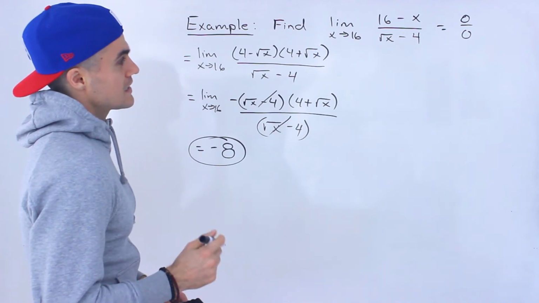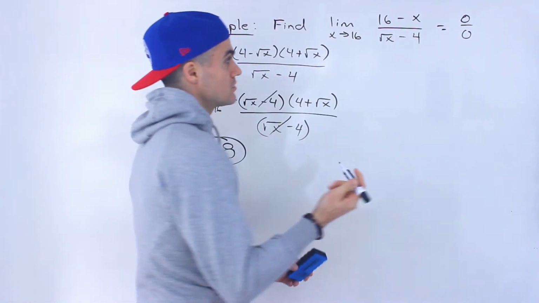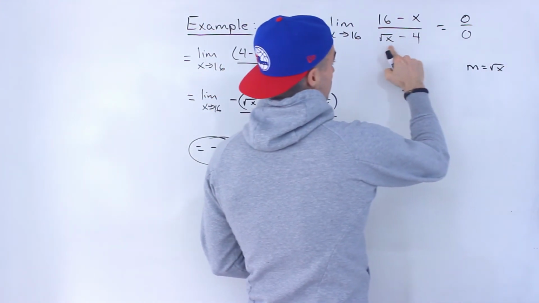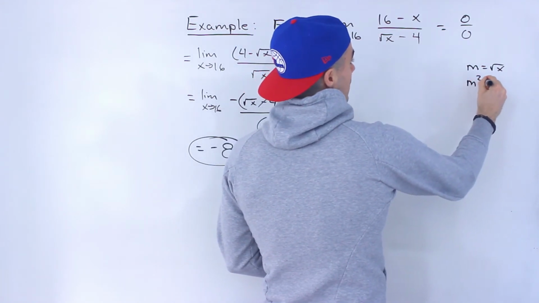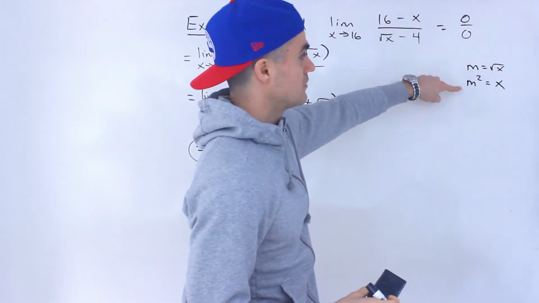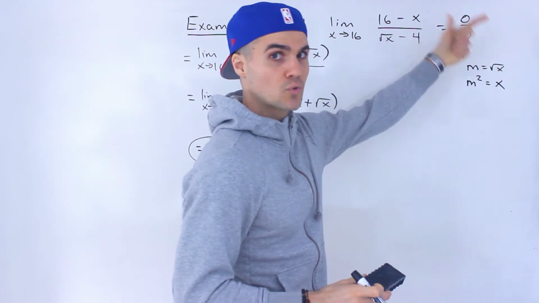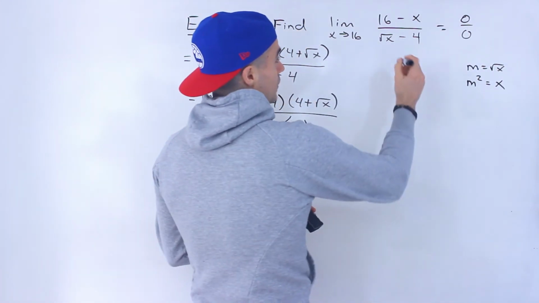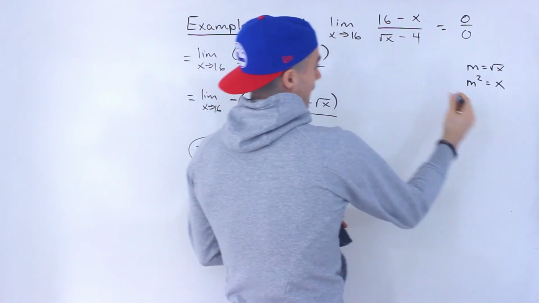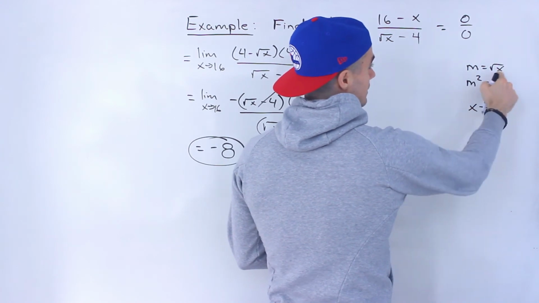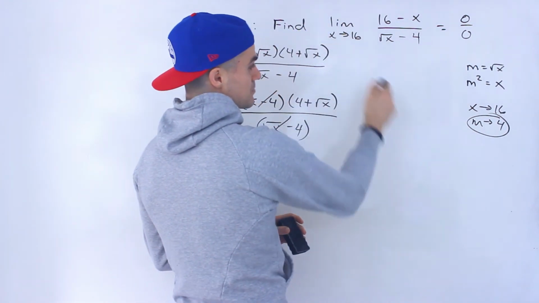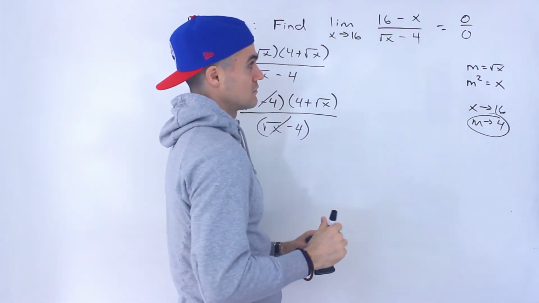Another way you could have done this, which is a little bit more complex, is with a change of variables. So what we can do is say let m equal this root x over here. That means m squared equals x, right? If we square both sides, m squared equals root x squared, which is just x. So notice we could sub in m for this root x, and for this x we could sub in m squared. And then notice as x approaches 16, m is approaching 4.